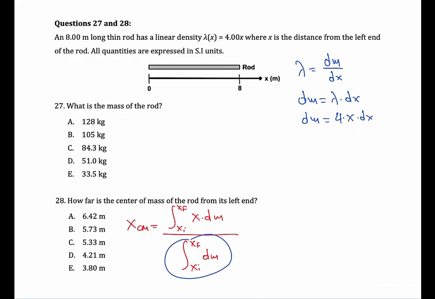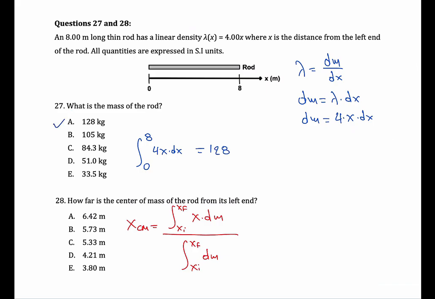Now, the bottom integral is actually the total mass of the object, so we can say that the total mass is the integral from x initial, so from 0 meters to 8 meters, wherever you see dm, we can say 4x dx. So all we need to do is open an integral from 0 to 8 for 4x dx, and the value is 128 kilograms.